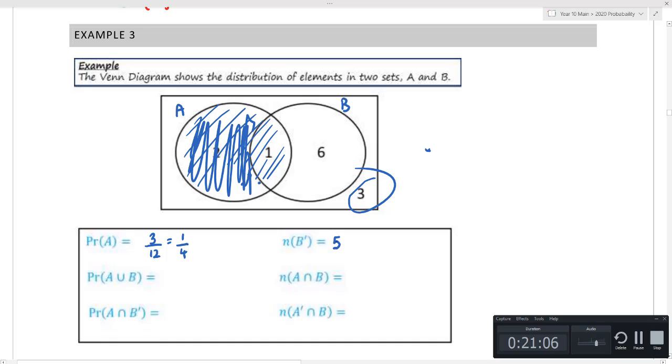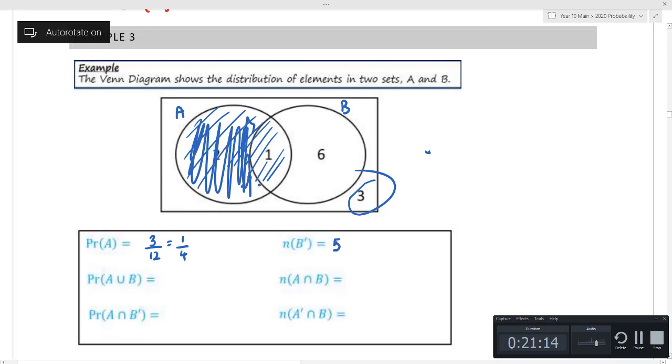Okay, 5. The probability of A or B is everything inside those 2 circles. 7, that's 9 out of 12. Okay, 9 out of 12, which of course is 3/4. All right, and how many elements are in A and B? Just 1. Okay, we're just looking at 1 element. That's all we're looking for, the cardinal number.